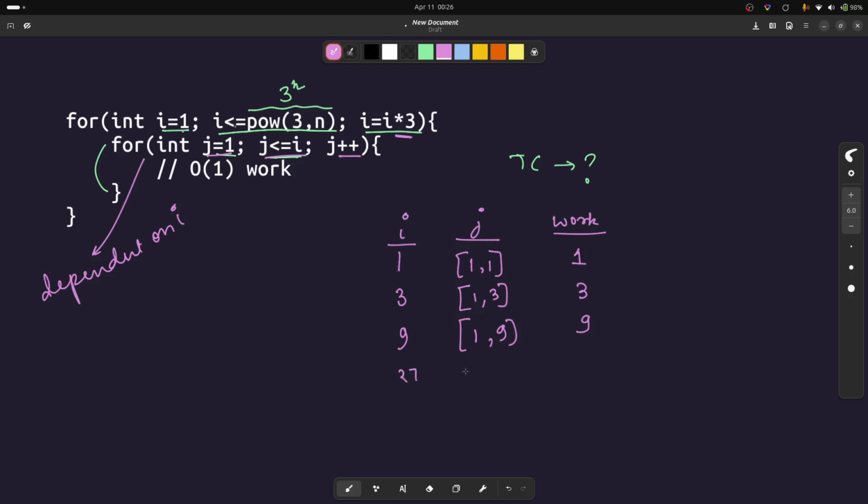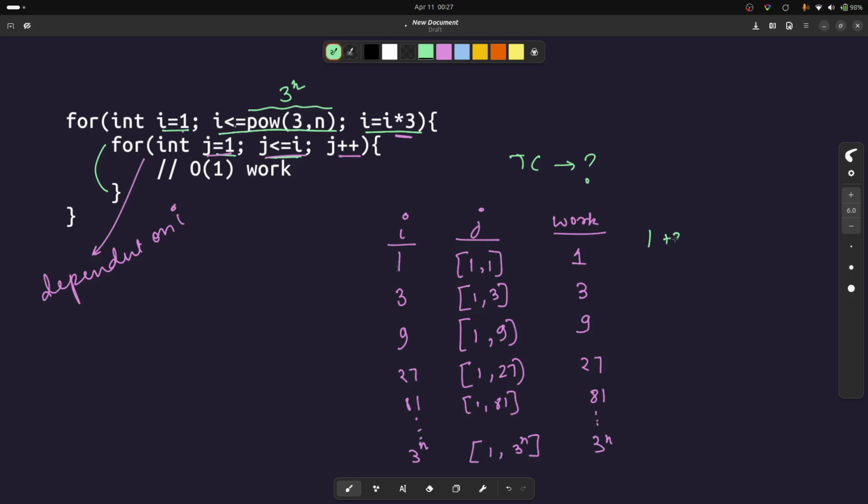Then 27. 9 into 3 is 27. So 1 to 27 will be 27 iterations. Then 81. J will go from 1 to 81 since i's value is 81, so there are 81 iterations. And this will keep going up to 3 to the power n. When i's value is 3 to the power n, the j loop goes from 1 to 3 to the power n, giving us a total of 3 to the power n iterations. And this is the work. Now all we need to do is just add it up.